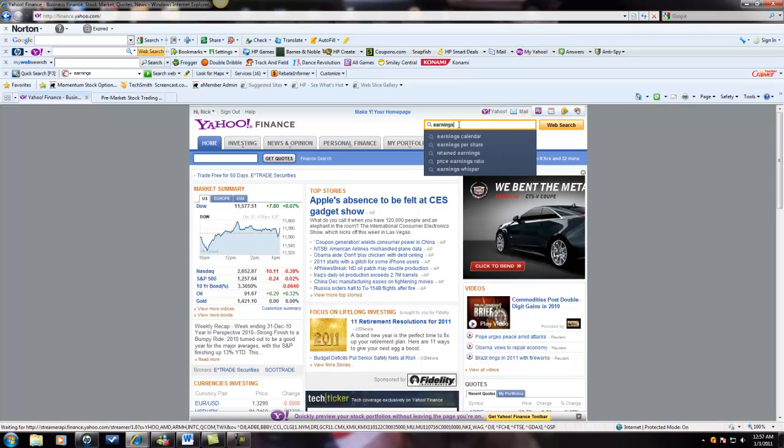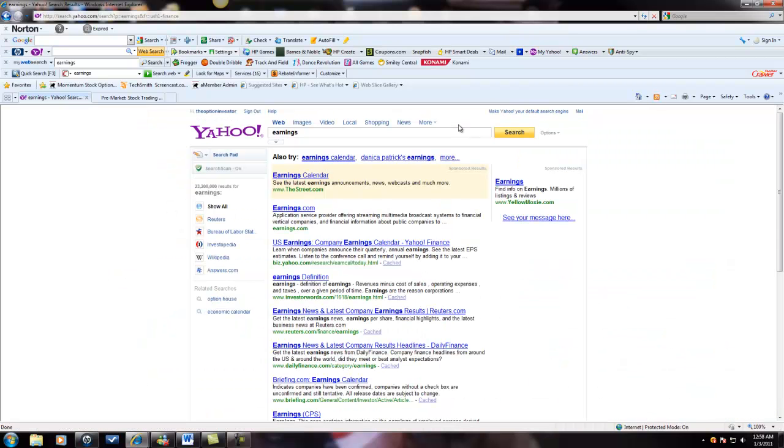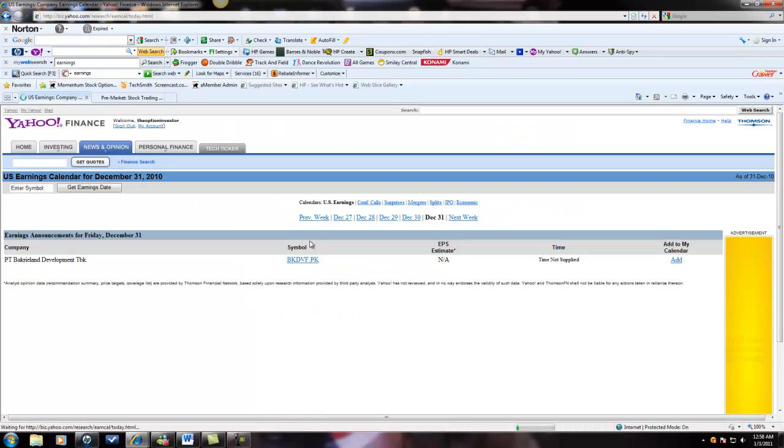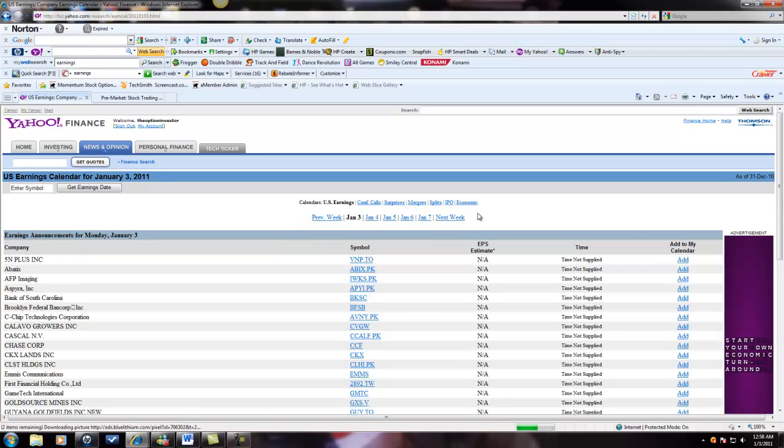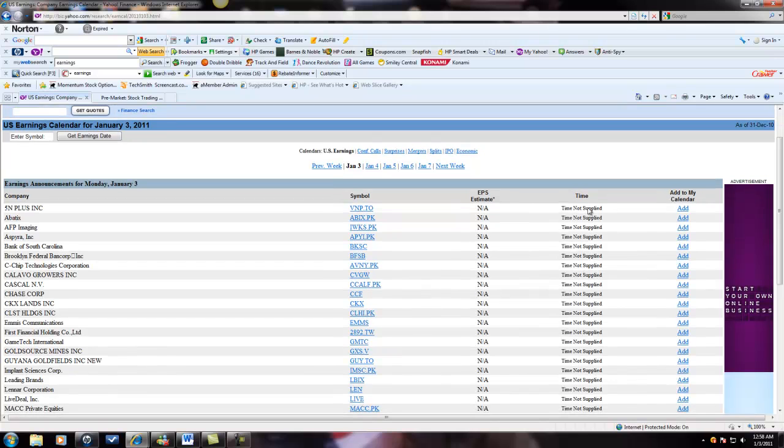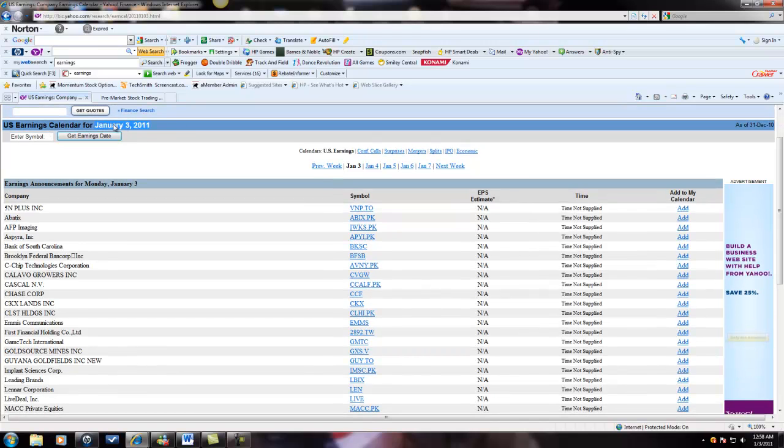So if you go to Yahoo Finance, type in earnings, and then you'll see this little earnings calendar. You want to click on that, and then you'll click for next week, and then you'll see here the companies. Here's January 3rd right here. And then you'll see different companies reporting here.